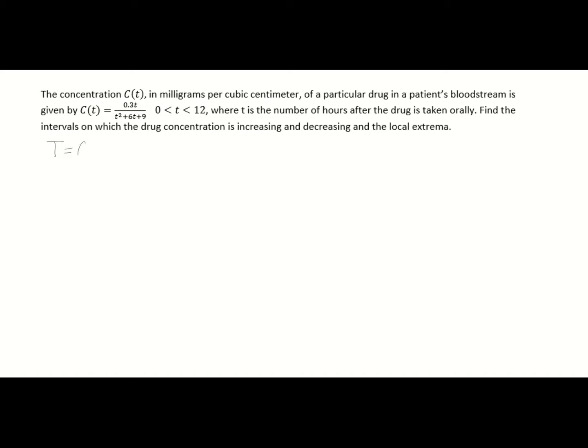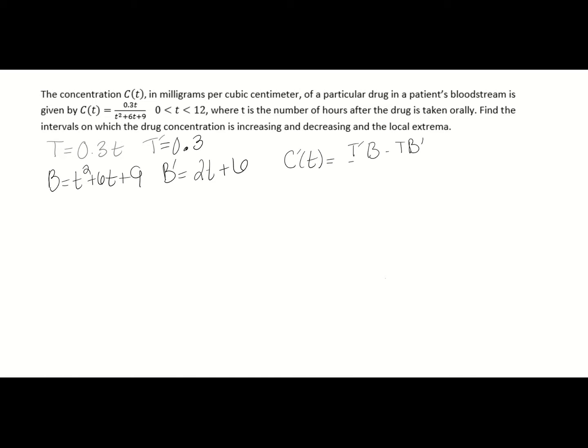So my t will be 0.3t, which means that t prime is going to be equal to 0.3, and that's it. Then I have b is equal to t squared plus 6t plus 9, which means that the derivative of b will be 2t plus 6. Okay, so c prime of t will be t prime b minus tb prime all over b squared.